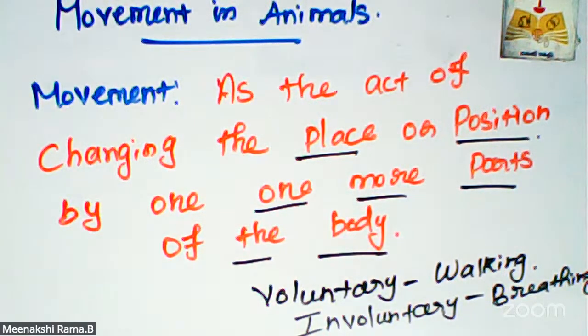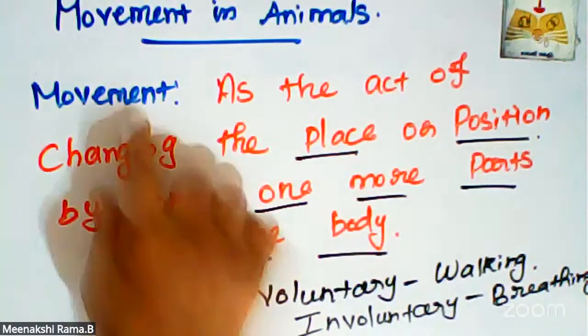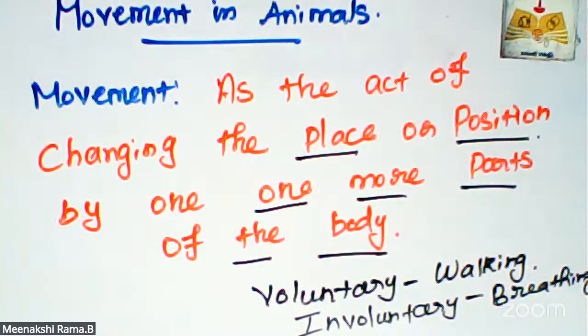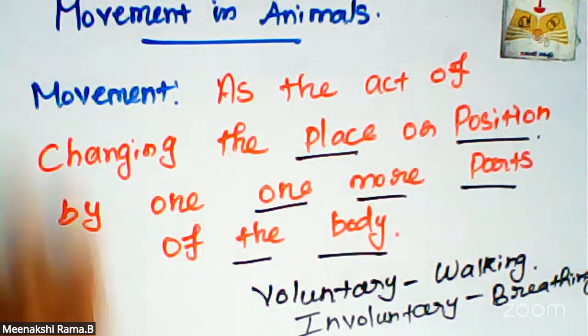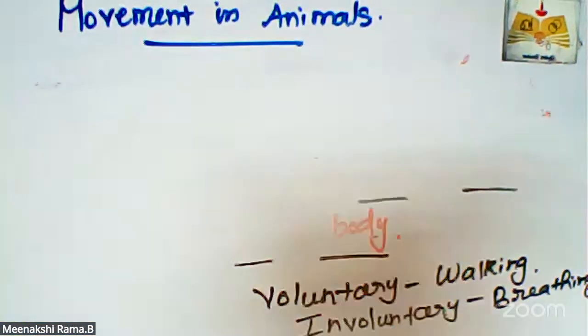The next one, movement of an organism from one place to another is called locomotion. So this is the right definition, the right concept about movement. And then the next heading is locomotion. What is locomotion?